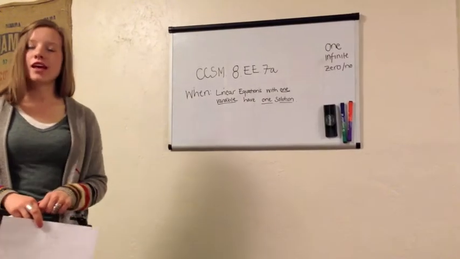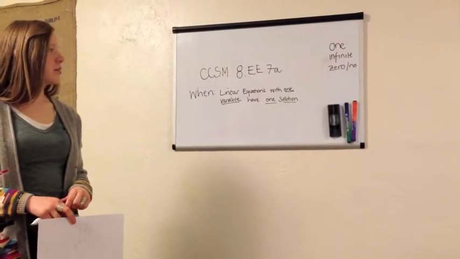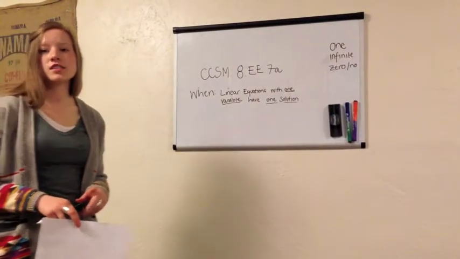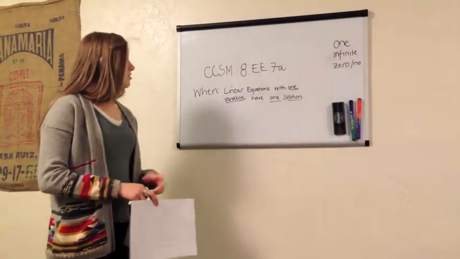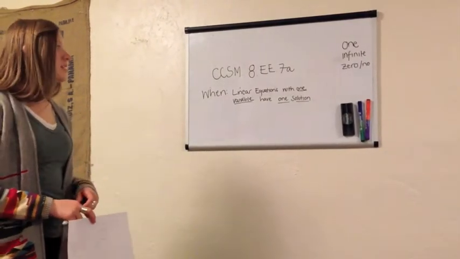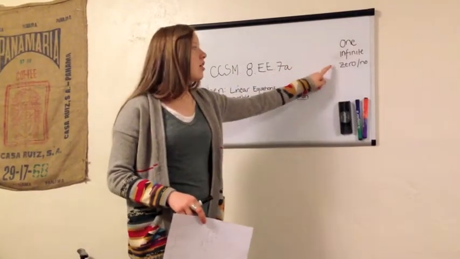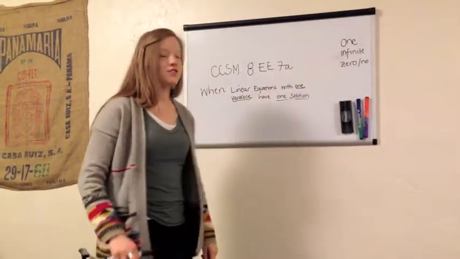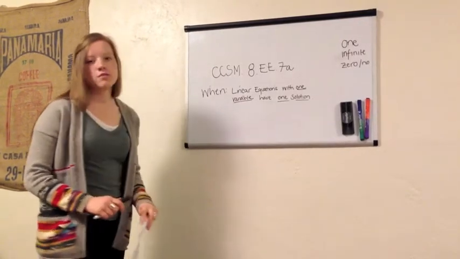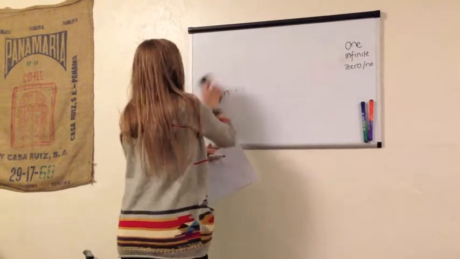For Mathematics AEE 7A, which describes when linear equations with one variable have only one solution. Now, we need to talk about why they only have one solution, because many times linear equations can have just one, an infinite number, or zero solutions. But today we're just going to work with ones that have one. So let's begin with some examples.